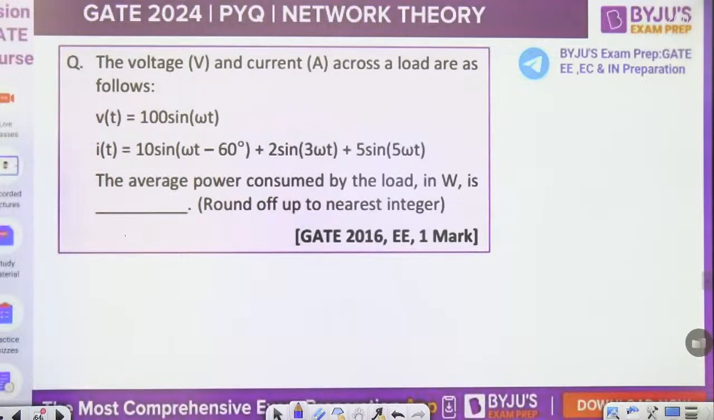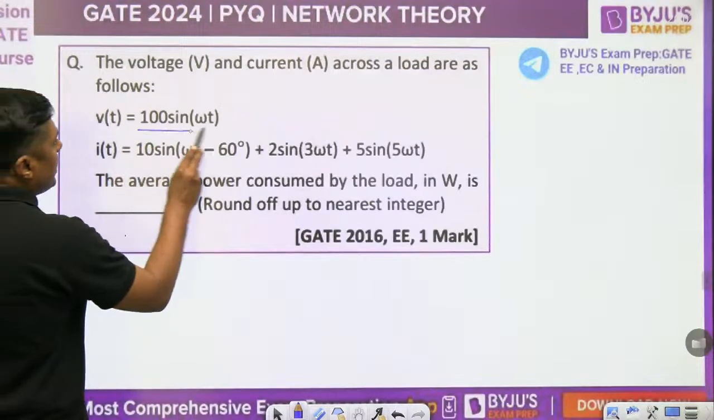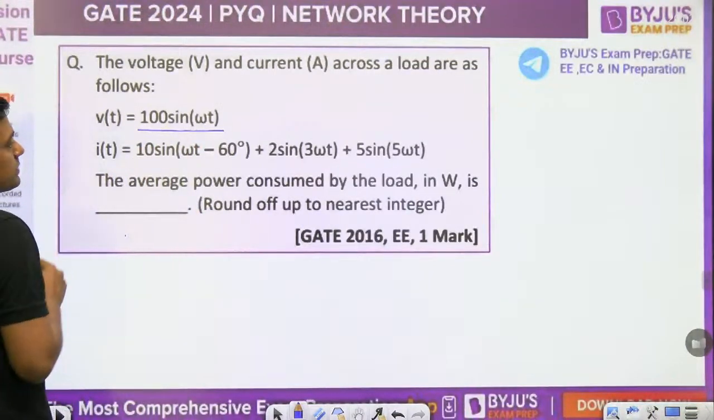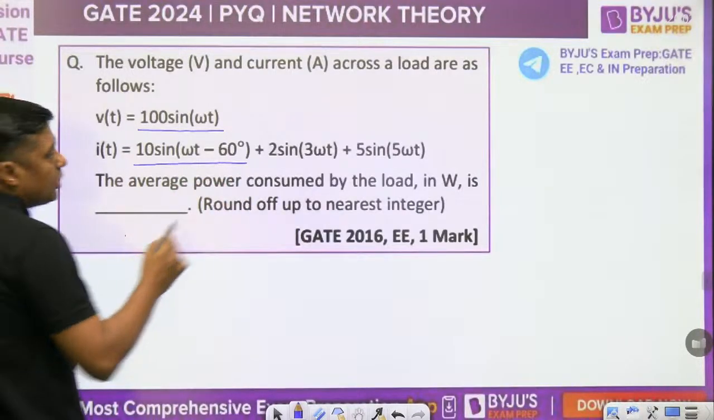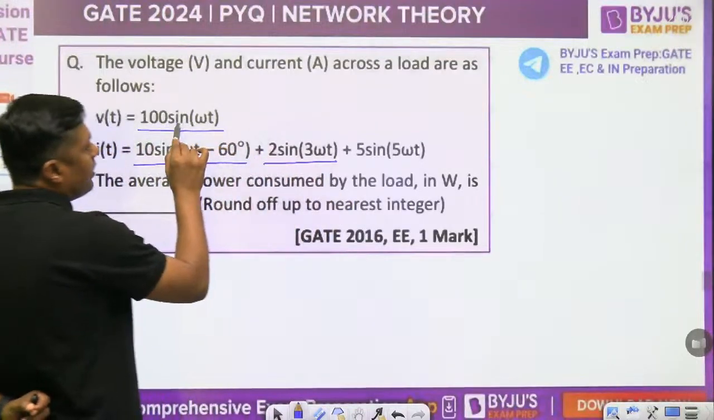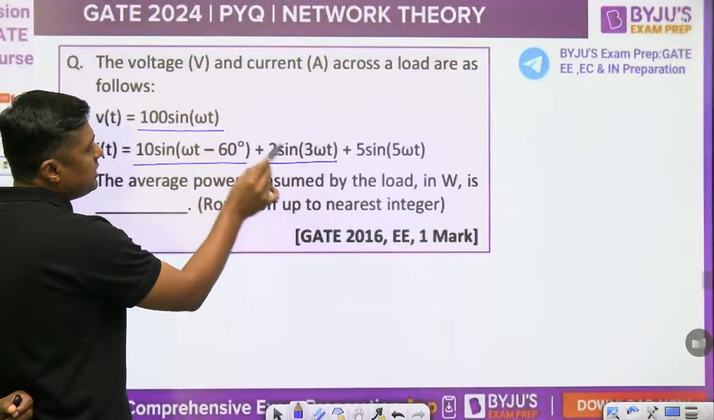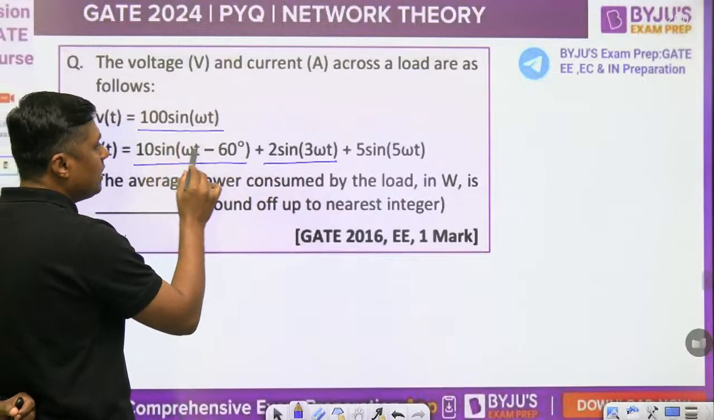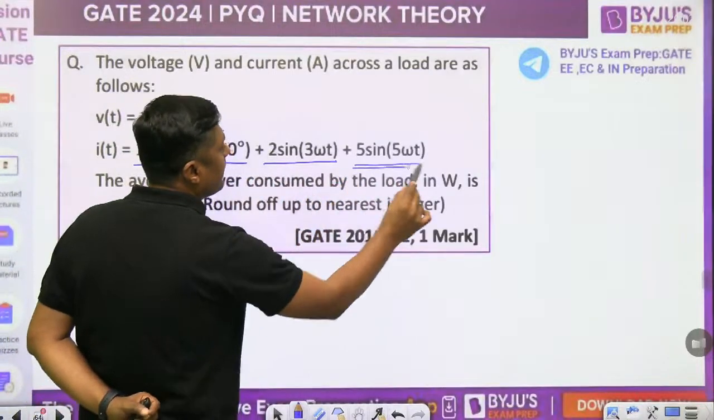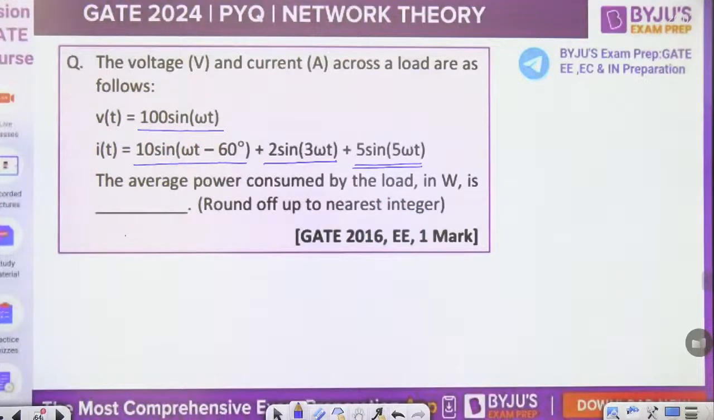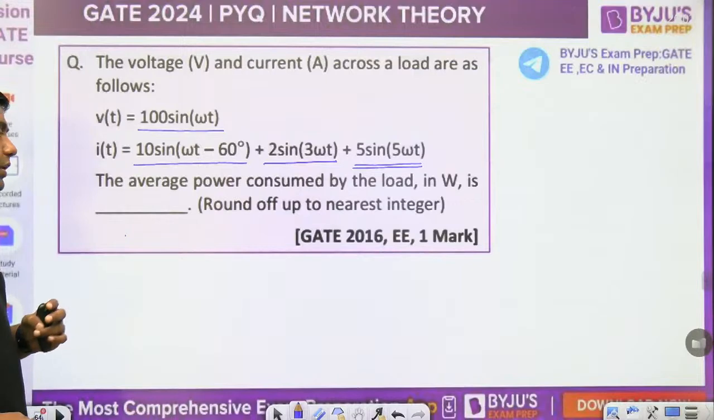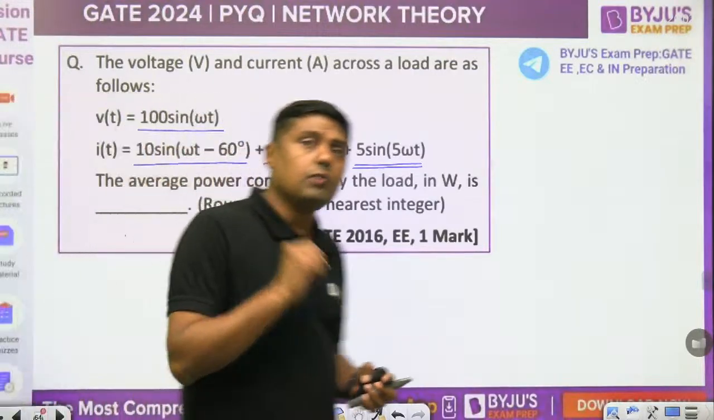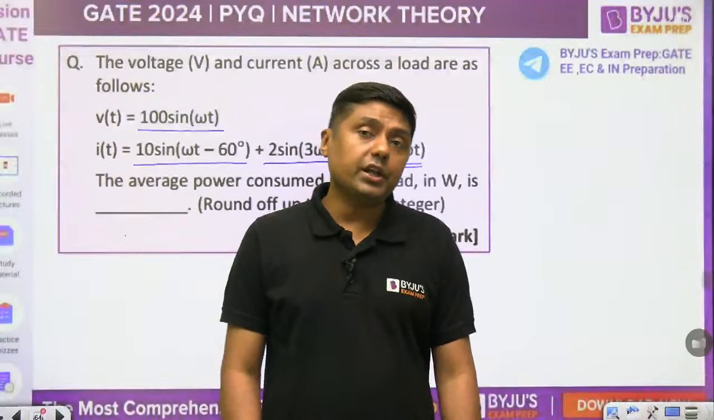Voltage V and current A across a load are as follows. Watch this carefully. 100 sin omega t is the voltage. And what is the current here? 10 sin(omega t minus 60), plus 2 sin 3 omega t. That frequency is different. And then we have 5 sin 5 omega t. Now, the average power consumed by the load is what? This is only a 1 mark question, but it is a tricky question.